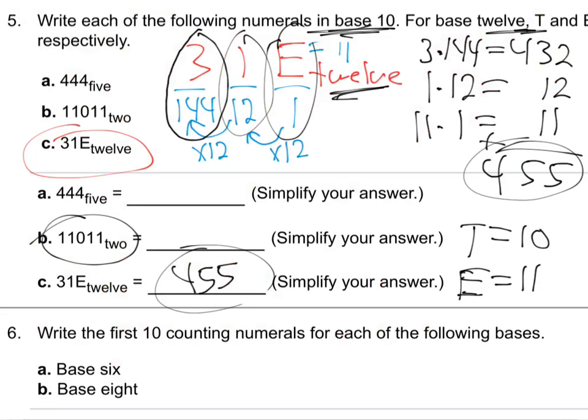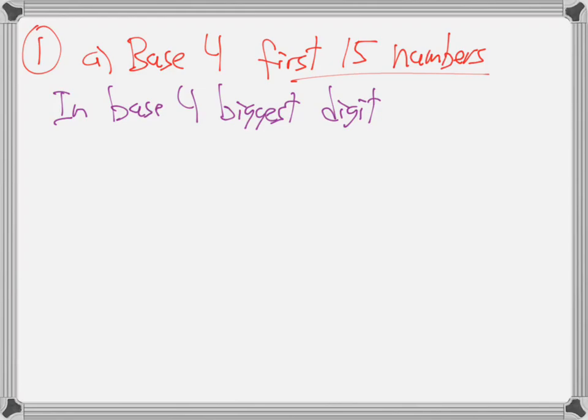Let's go back. Remember back here we're saying the biggest digit in base 12 is 11. Biggest digit in base 5 is 4. Biggest digit in base 2 is 1. So there it is right there, huh? So it's always 1 lower. In base 4, the biggest digit is 3. That's the biggest digit you're going to see in any one location, which means they're only going to use 0, 1, 2, and 3.